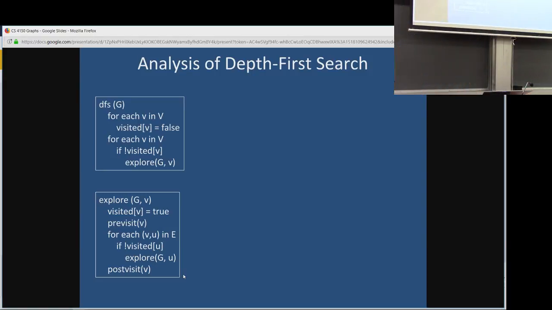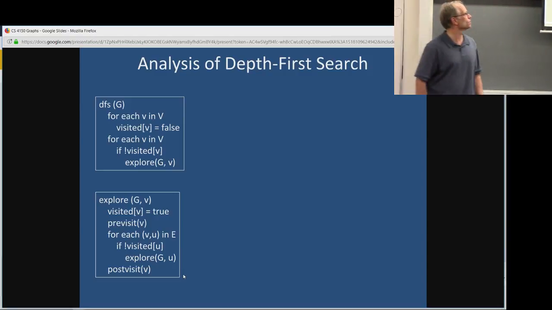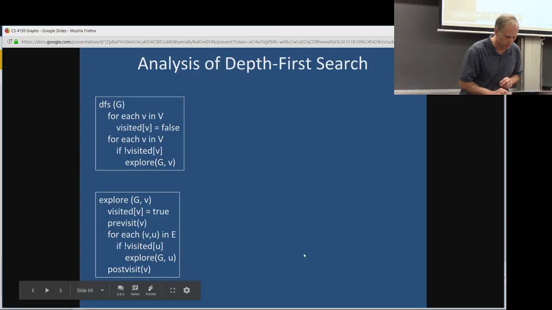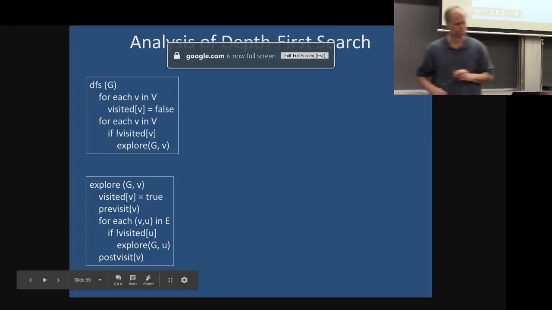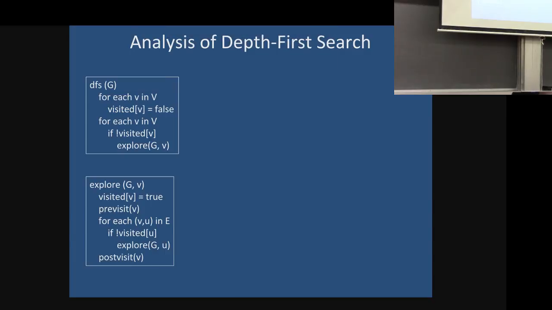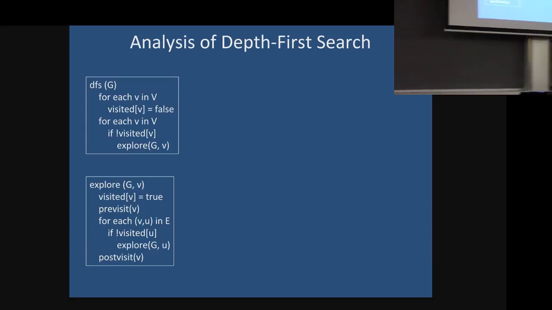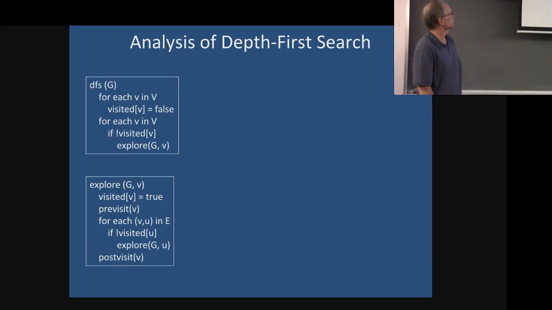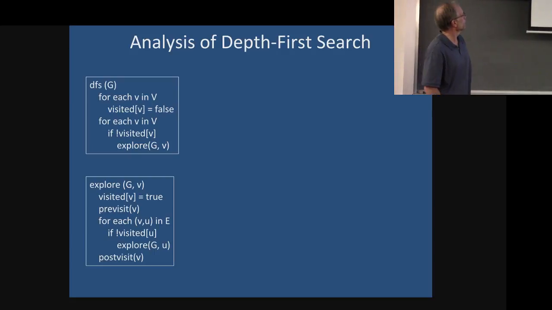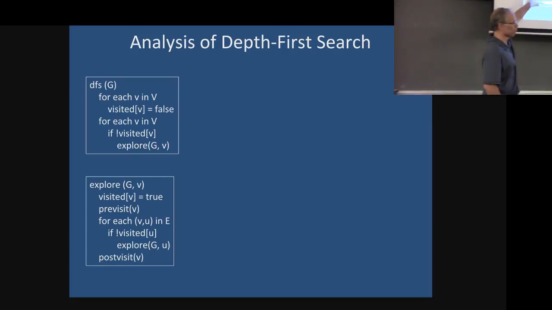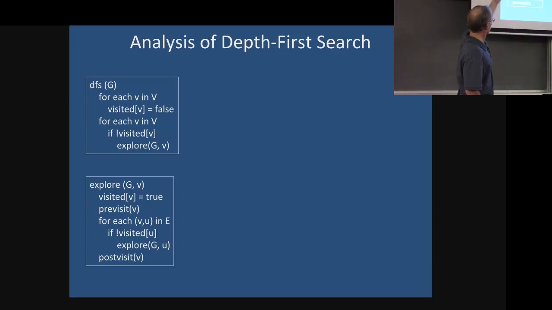Okay, so we've been talking about depth first search for a while. We never got around to analyzing it, so let's do that. So there's our algorithm. We have depth first search, and remember it fills out the visit array, and then it iterates through the vertices, and if it finds an unvisited one it calls explore. And then explore marks something as visited, pre-visits, and then for each edge out of the vertex we're looking at, it possibly explores it if it hasn't been visited, then it post-visits.